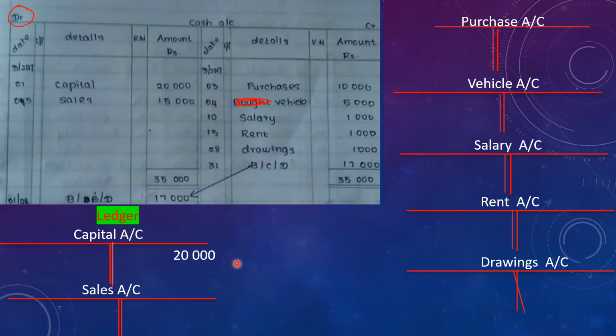Listen carefully. Cash account debit entry 20,000 goes to the capital account credit side 20,000. Now an important point, listen carefully everyone. In the cash account, under the detail, we have written capital. So in the capital account, we have to write cash.